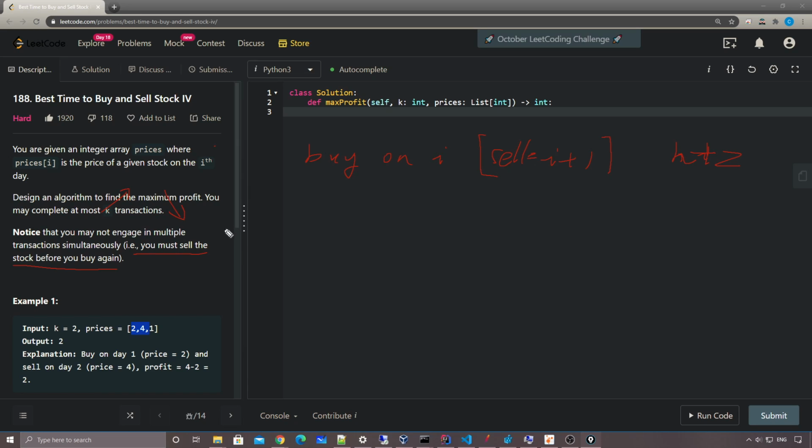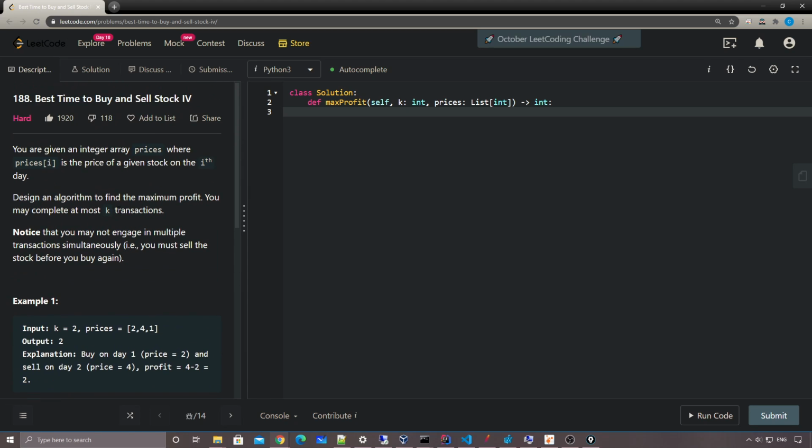For this problem, because this is a generalized version of buy and sell stock number 3 or number 2, I don't quite remember, you are given a K number here. It means that you are allowed to complete at most K transactions. A simpler version is that you may only complete at most one transaction, or two transactions, or in the general case, at most K transactions.